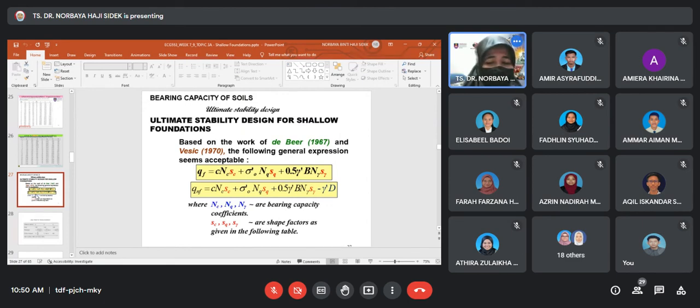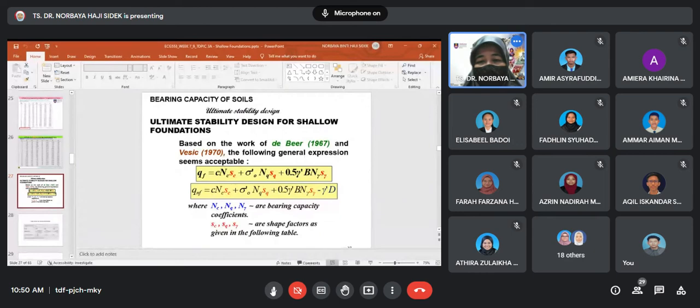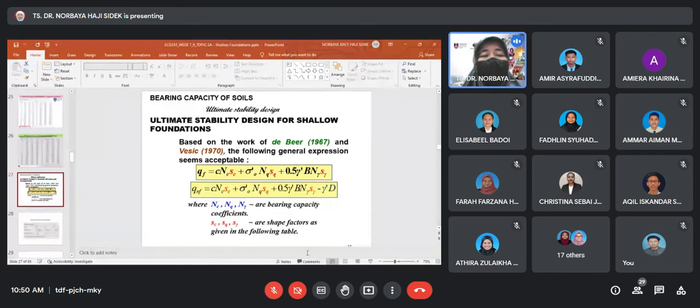Jelas kelas? Boleh faham tak? Boleh. Boleh faham ya? Janganlah seorang je, yang lain boleh faham tak? Faham. Okay, good. Alright, so kalau ada soalan tolong tanya ya.